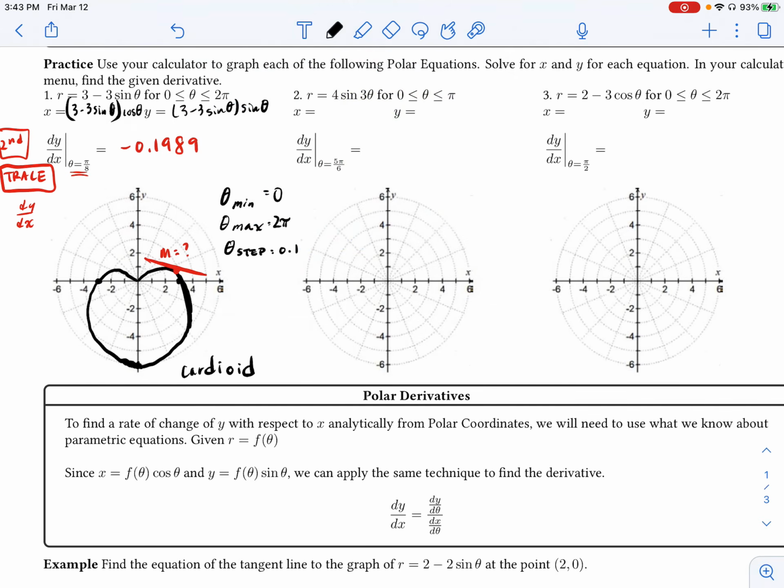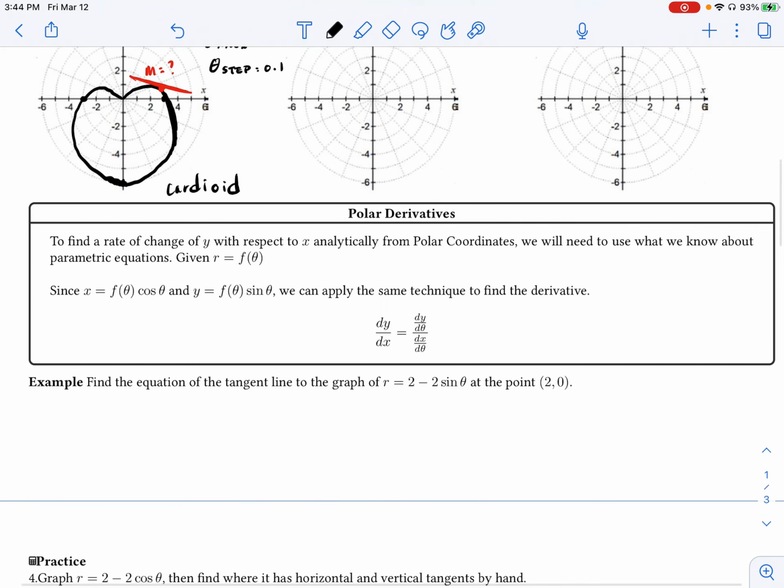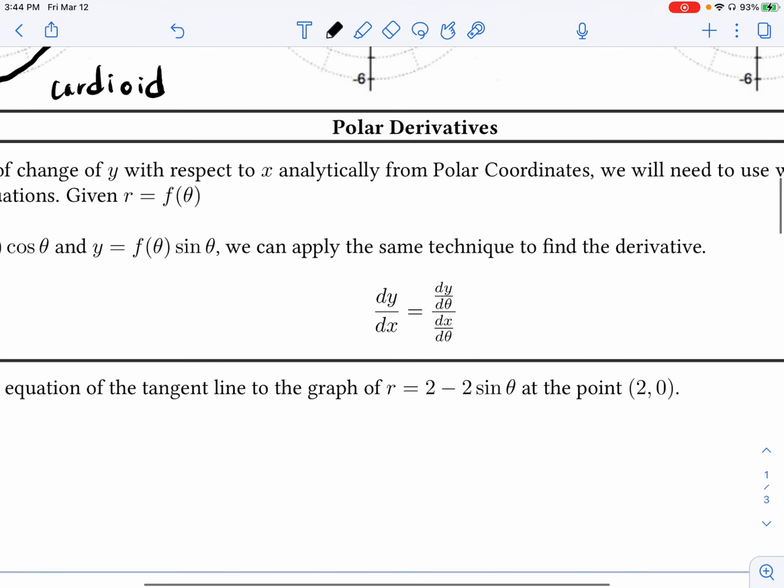All right, now that we have tried finding a couple of polar derivatives using our calculator, let's practice finding some polar derivatives by hand. So to find the rate of change of y with respect to x analytically using our polar coordinates, we're going to need to use what we know about our parametric equations. So this is where our equations for x and y are going to be helpful. Just like with our parametric equations, to find dy/dx, it's going to be the rate of change of y with respect to theta divided by the rate of change of x with respect to theta. Okay, so we're going to use that here.